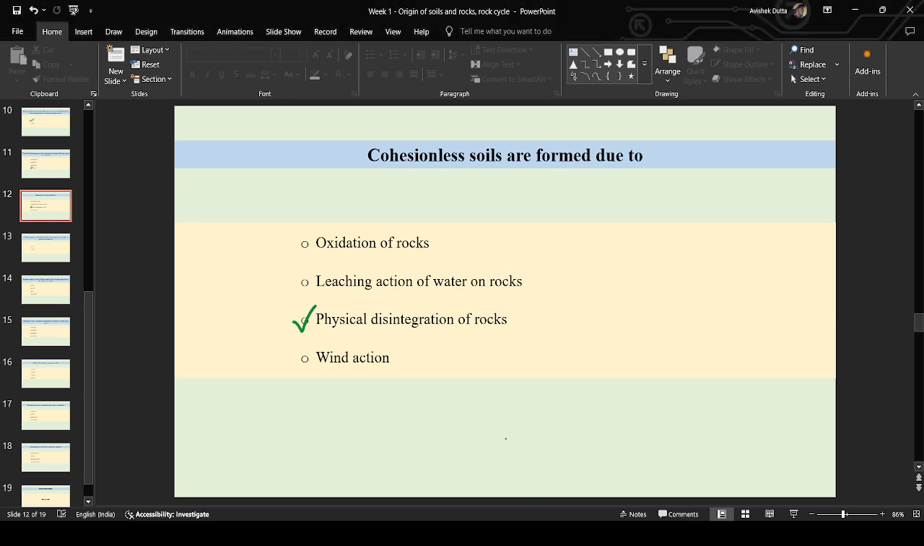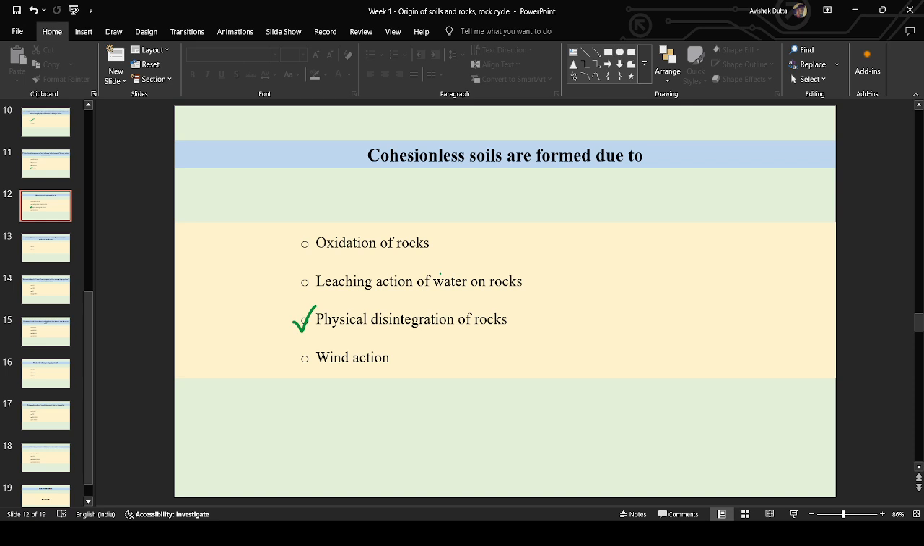First of all, let us remove all the options which are not correct. First, wind action. Cohesionless soils, we know they are larger in size, they are heavier, so wind action will not help in their formation. So this is wrong.